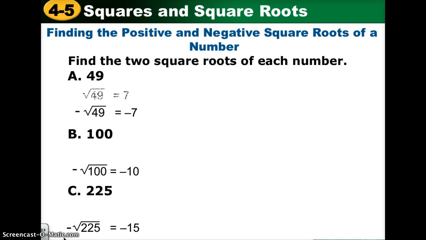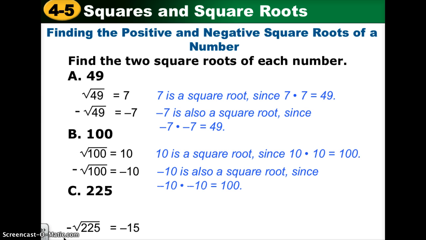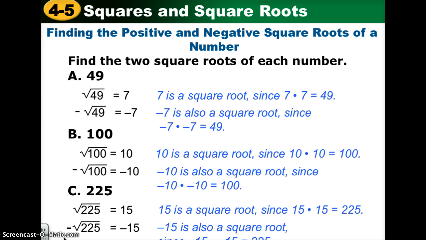Let's look at some examples. I'm going to put all three up. Find the two square roots of each number. For the number 49, we're trying to think what number times itself equals 49. Well, that would be 7. 7 times 7 is 49. That's the principal square root. The other square root would be negative 7, because negative 7 times negative 7 also equals 49. The square root of 100 would be 10 and negative 10. The square root of 225 would be 15 and negative 15.